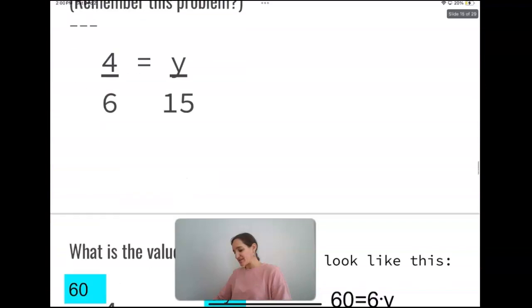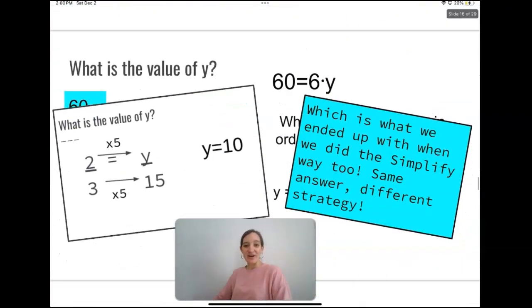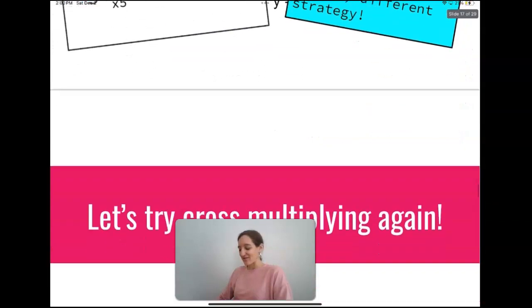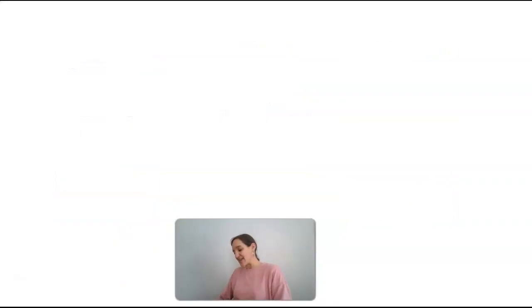Cross multiply, cross multiply. Oh, what I wanted to show you is, hey, we just did that problem earlier. When we simplified and found the relationship, we found that the answer was 10. If you look back in your notes, you'll see y equals 10, and y equals 10 by doing it the cross multiply way as well. So let's practice that again.